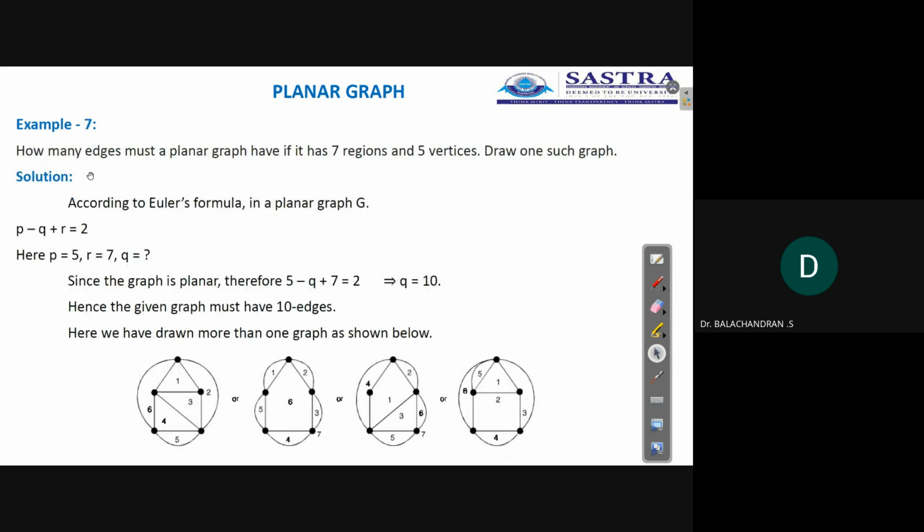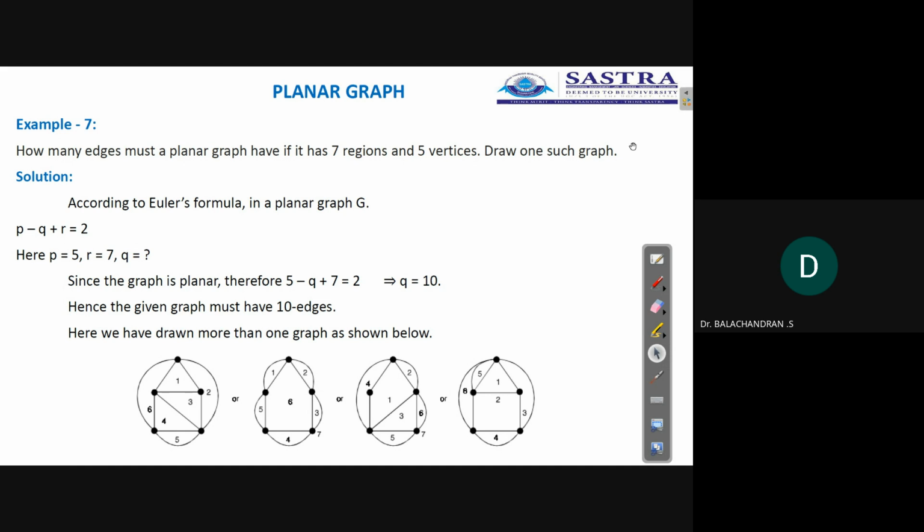Next, seventh problem. How many edges must a planar graph have if it has 7 regions and 5 vertices? Again, they gave two parameters, R and P. They are asking Q. So again Euler's formula, P minus Q plus R equal to 2. They gave P equal to 5 and R equal to 7. They're asking Q. So 5 minus Q plus 7 equal to 2. From this you can easily find Q. So Q equal to 10.